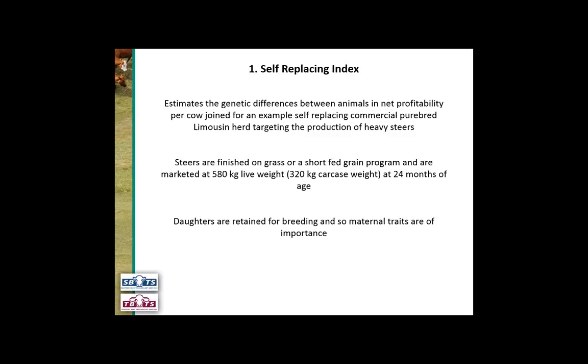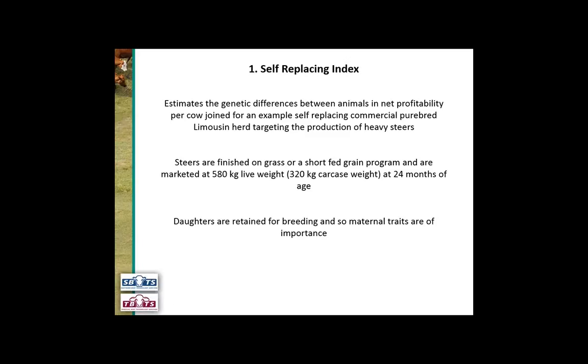So this index in the Limousin breed estimates the genetic difference between animals in net profitability per cow joined for an example self-replacing commercial purebred Limousin herd targeting the production of heavy steers. So we've defined, and this all comes out of the questionnaire, the steers are being finished on grass or a short-fed grain program and are marketed at 580 kilograms live weight, which is equivalent to 320 kilograms carcass weight at 24 months of age. And as I've said, because it's self-replacing, the daughters are retained for breeding, so maternal traits are important.